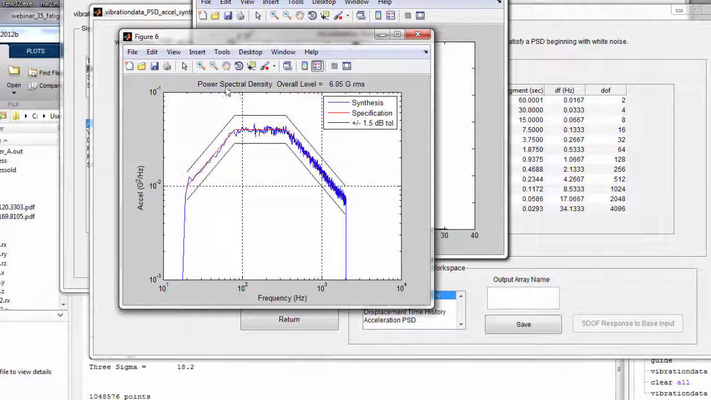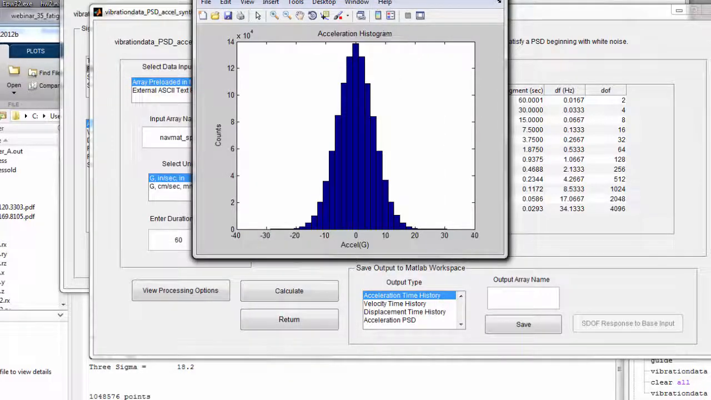And by the way, I should have mentioned this is a power spectral density plot. So we have G squared per hertz versus frequency in hertz. So that's all looking well and good. Then we can check a few more plots.